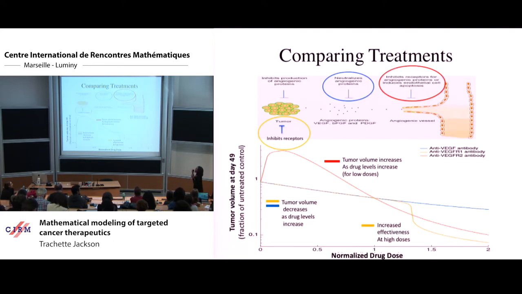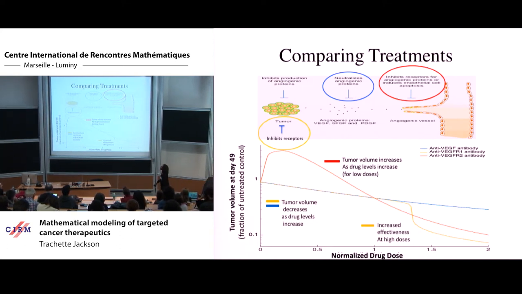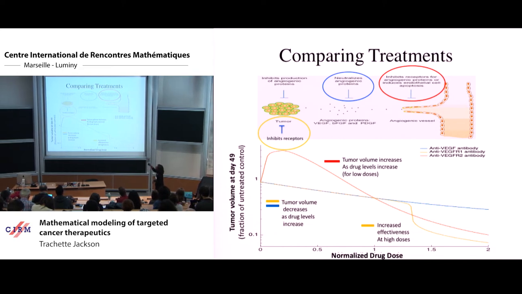Now we want to see what happens with lots of drugs. Well, at least all three kinds of drugs. So again, in the blue, we have the ligand trap. In the red, we have what happens if you block receptors on endothelial cells. And in the yellow, we have what happens if you block receptors on tumor cells. So the way we're going to compare across these different types of drugs, given alone this time, not in combination, is we're going to look at what happens to the tumor volume on the 49th day. So that's after 4 weeks of treatment and waiting 3 weeks without treatment to see what happens with the tumor. We look on that very last day.